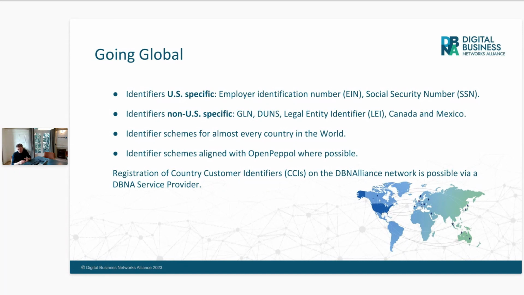But what we realized is that the US isn't an island. So companies in the US and companies outside the US trade with each other. So companies in the US need to reach companies in the rest of the world and the other way around. So what we said is it's interesting to introduce standard identifiers for every company in the world to be able to sign up with to the DBNA network. And we made sure that these identifiers also aligned with the identifiers being used on the OpenPeppol network.